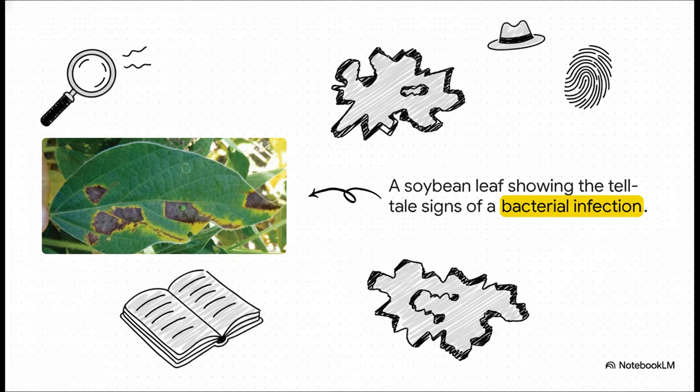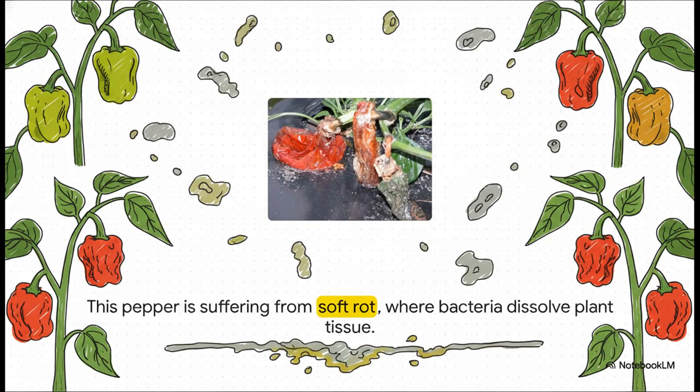Here on this soybean leaf, see these dark, kind of spreading lesions? This is known as bacterial blotch. It's a classic piece of visual evidence. Other times the evidence is, well, a lot more dramatic. This poor pepper plant is suffering from soft rot. The bacterial enzymes are literally dissolving the plant tissue, turning it all into this mushy, decaying mess. It's a very distinctive clue, that's for sure.